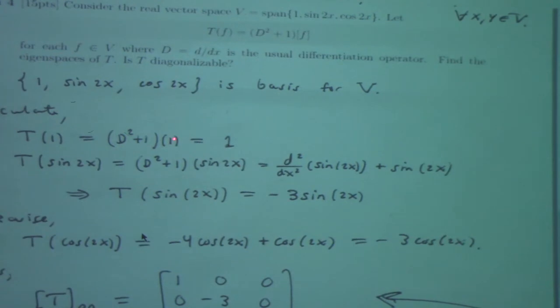Differentiating 1 gives me 0, so this gives me 1 again. If I feed sine of 2x into the d squared plus 1 map, I get the second derivative of sine plus sine again. This gives me minus 4 plus 1, which is minus 3. And likewise, when I feed cosine to this transformation, I get minus 4 plus 1, which is minus 3. So both cosine and sine are eigenvectors with eigenvalue minus 3. And 1 is an eigenvector with eigenvalue 1 with respect to this mapping.